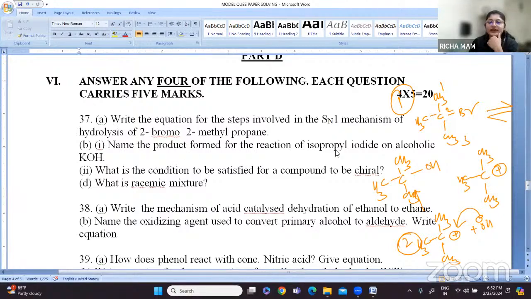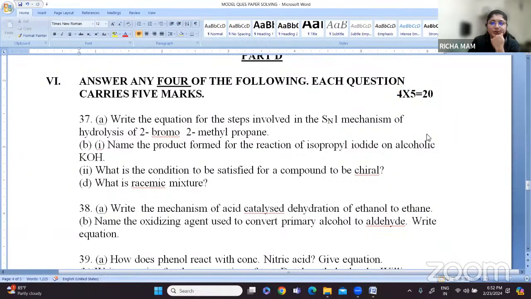Name the product formed for the reaction of isopropyl iodide on alcoholic KOH. What is the answer? Isopropyl iodide on alcoholic KOH. What will be the product formed, students? It will be propene. The answer is propene.